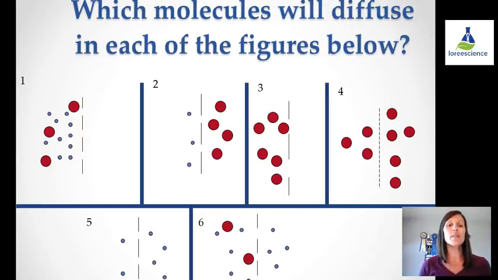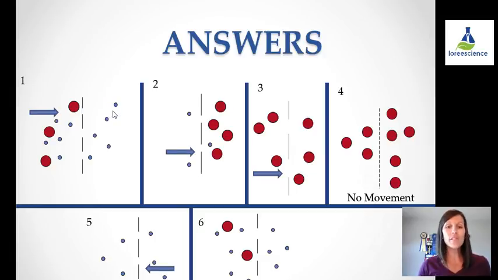So take a look at the following 6 diagrams, and I want you to pause the video and think about which molecules will diffuse in each of the figures and which direction they will diffuse in. Each figure has a membrane down the middle. Note the size of the holes in between. Not all those molecules, red or blue, will always be able to fit through. Keep that in mind as you make your predictions. Pause the video now and determine which molecules will move which way and why. Let's see how you did.